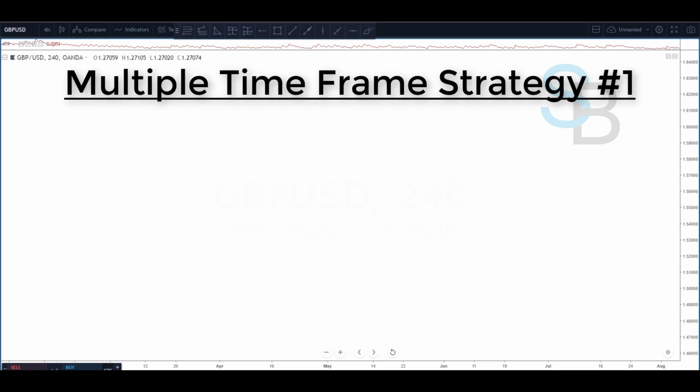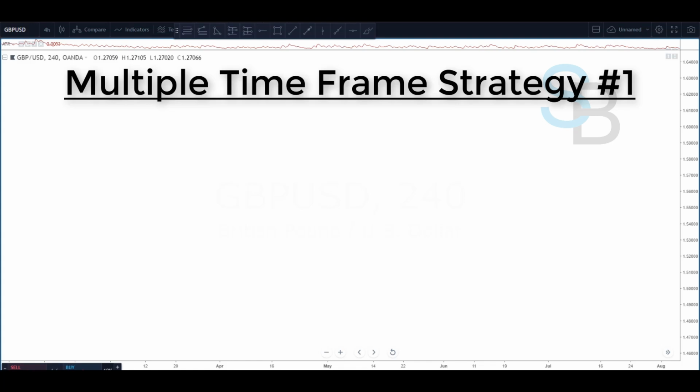Multiple time frame strategy tutorial. During this tutorial, we're going to go through a strategy where we use multiple time frames, which means we're going to be swapping from daily charts to 4-hour charts specifically for this strategy. We'll be taking a look at a few different strategies like this throughout the advanced section of the course, but today is going to be our first strategy using multiple time frames.